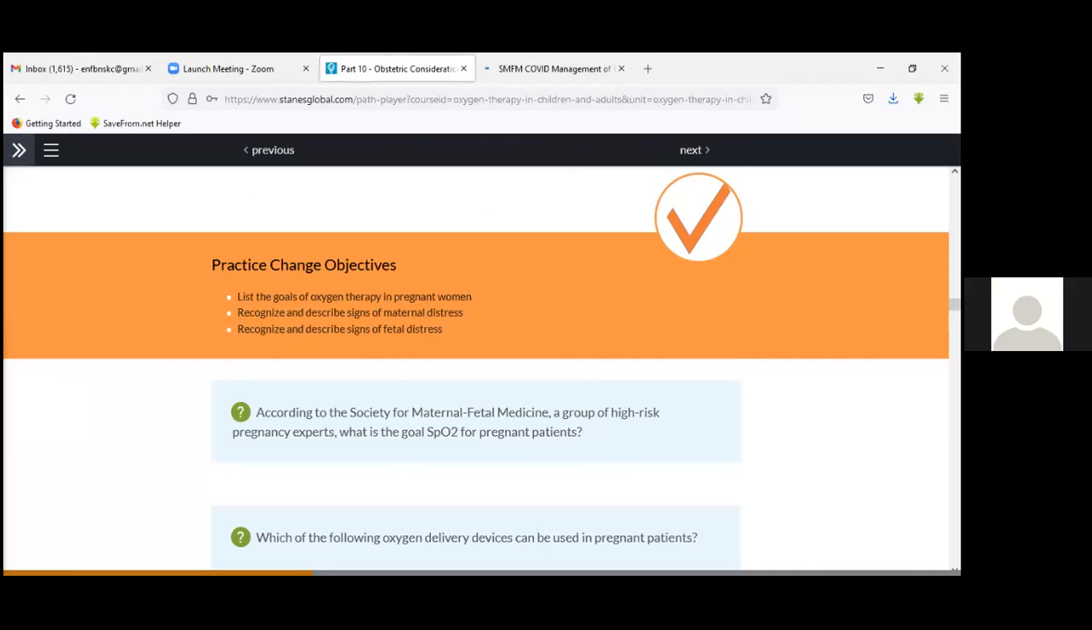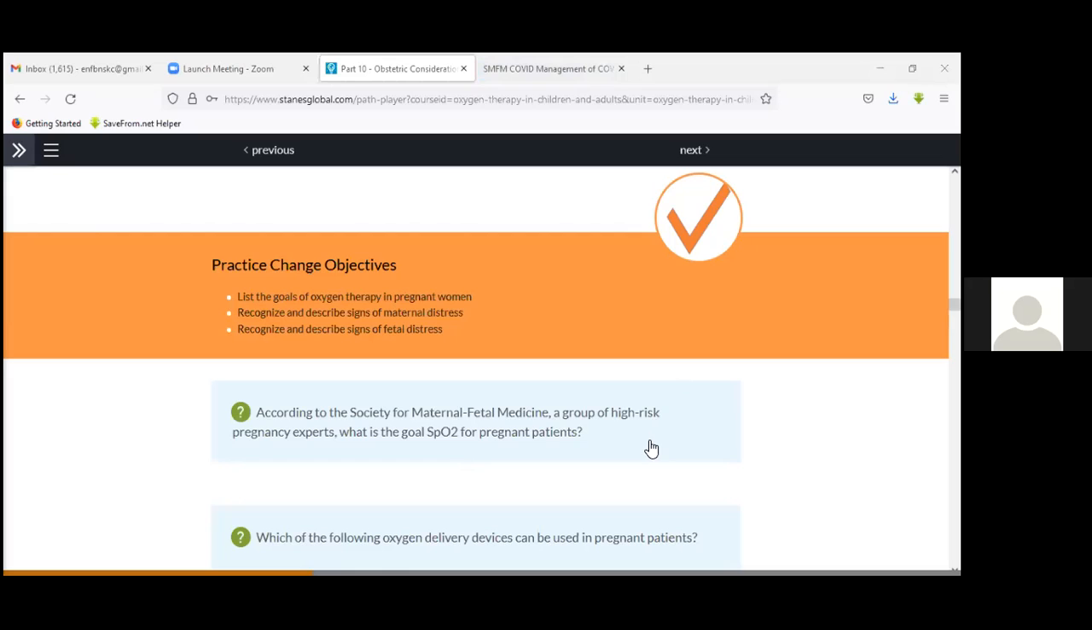Okay. Good afternoon, everybody. Based on the case update, it's obvious that the SpO2 of the woman is 91% on room air. So now we have an interactive question, which says, according to the Society for Maternal Fetal Medicine, a group of high-risk pregnancy experts, what is the goal SpO2 for pregnant patients? We have 30 seconds to respond in the chat box, because it's only when we identify whether the patient has reached the goal SpO2 that we can determine the next line of management. So what do you think is the goal SpO2 for pregnant patients based on the Society for Maternal Fetal Medicine?